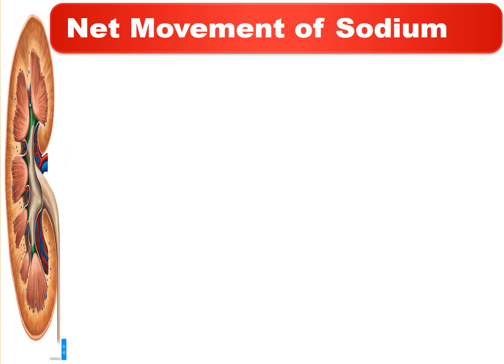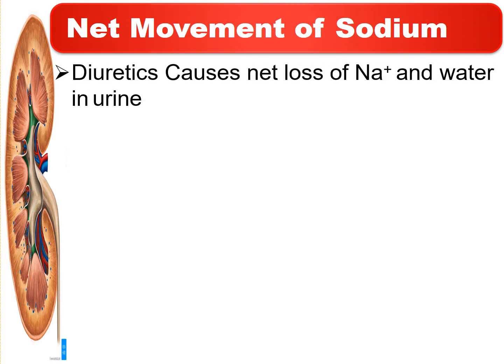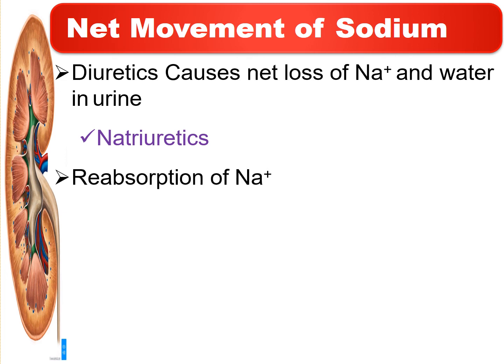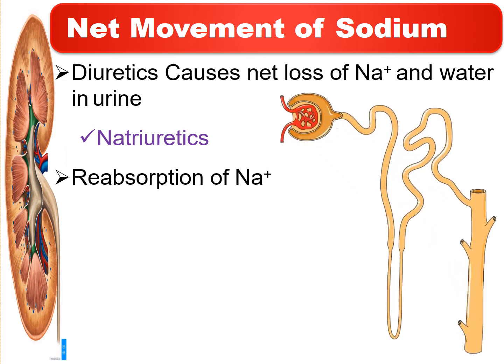So, we already discussed in the previous slide the movement of sodium at the different sites. Now, let us discuss its movement in percentage at the different sites. The diuretics cause net loss of sodium along with water in the urine. The process is called natriuresis. And the reabsorption of sodium at the different sites of the nephron takes place in the following manner.